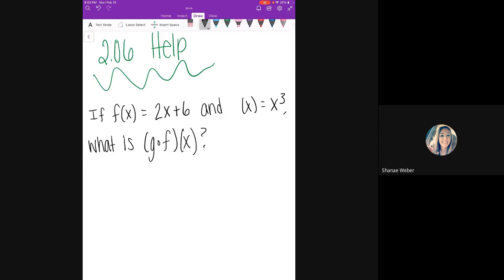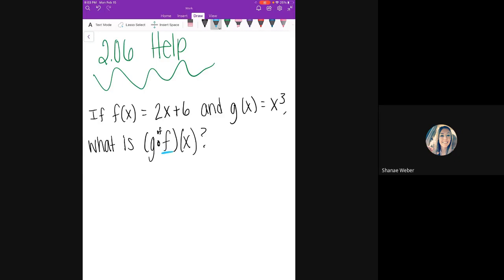But right now we have 2.06 help. And we have if f of x equals 2x plus 6 and g of x equals x to the third power, what is g of f of x? So we just think of this little o as "of." What is g of f of x? Okay, and this looks really tricky, but we just need to take it one step at a time, and the math isn't too difficult. So what we want to do is take whatever letter is second.